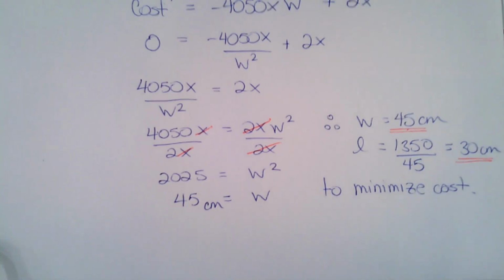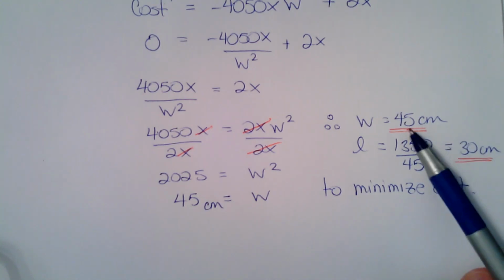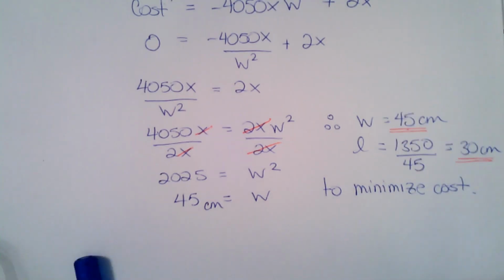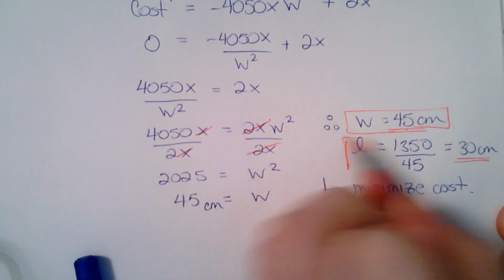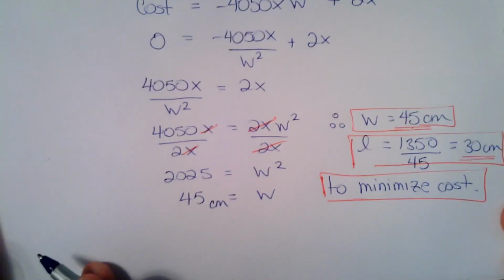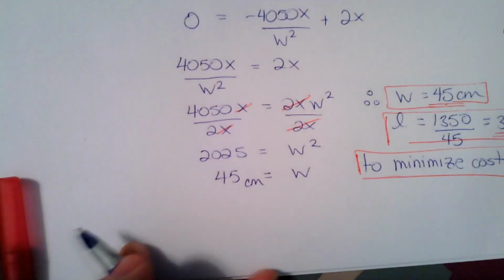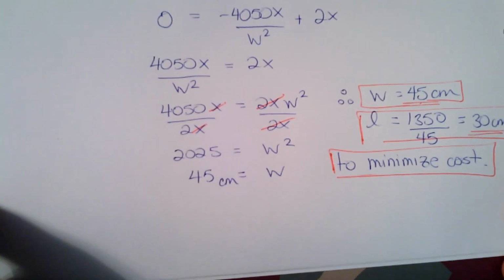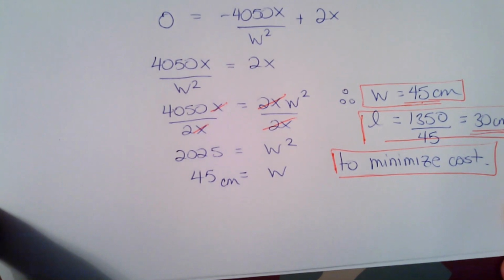So it looks like I did have it right in my diagram anyway, which kind of makes sense. If the front's going to cost twice as much, it's probably going to be a smaller side anyway. So this is the length, the front, that'll cost twice as much, as well as the back, and these are the two sides, 45 centimeters. So those are the dimensions I need to use to minimize cost. And we should do a quick check as well: those dimensions minimize cost and keep the area to 1350 square centimeters.